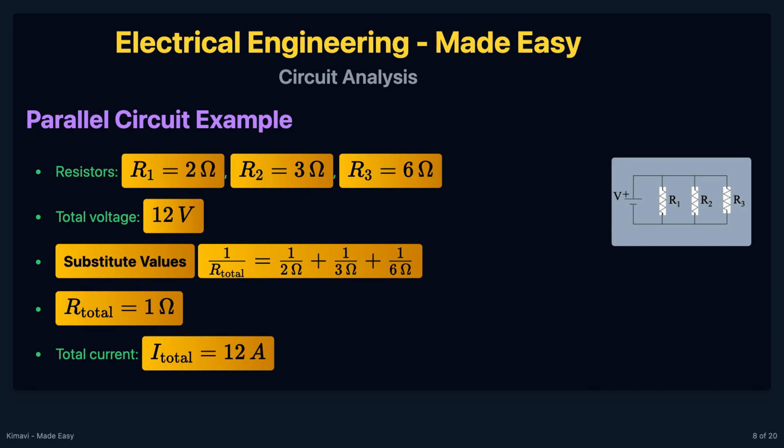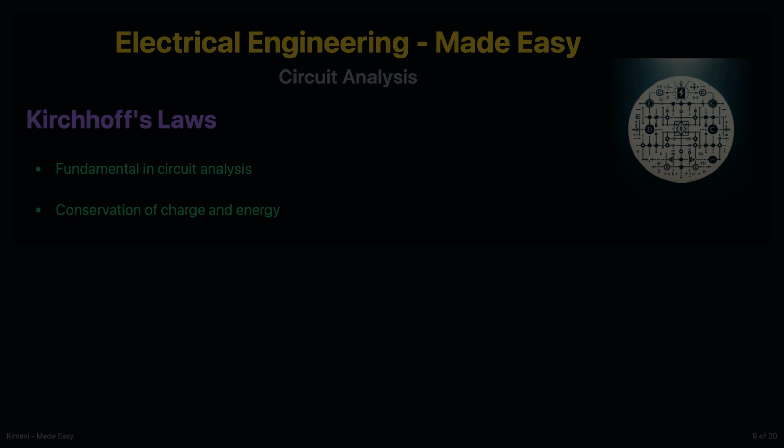Consider a parallel circuit with three resistors. R1 equals 2 ohms, R2 equals 3 ohms, and R3 equals 6 ohms. If the total voltage supplied is 12 volts, the total resistance is calculated as 1 over R total equals 1 over 2 ohms plus 1 over 3 ohms plus 1 over 6 ohms, which equals 1 ohm. The total current through the circuit is I total equals V total divided by R total, which equals 12 volts divided by 1 ohm, resulting in 12 amperes.